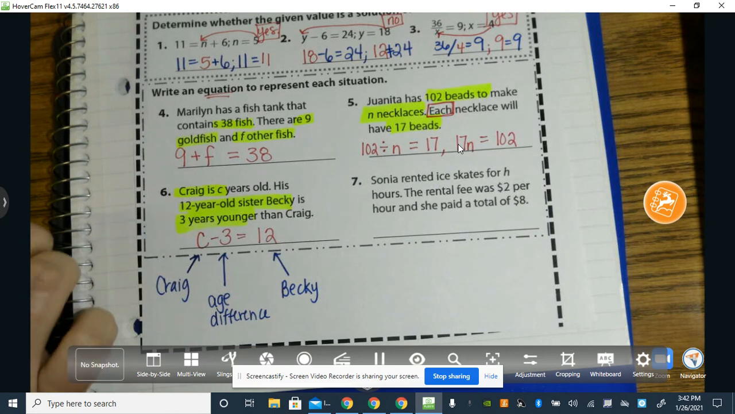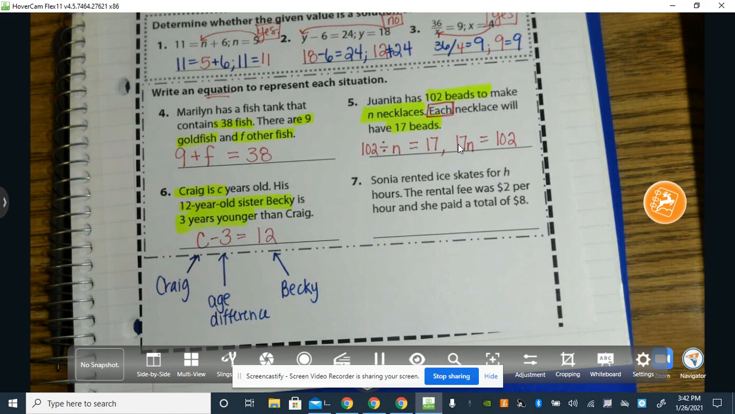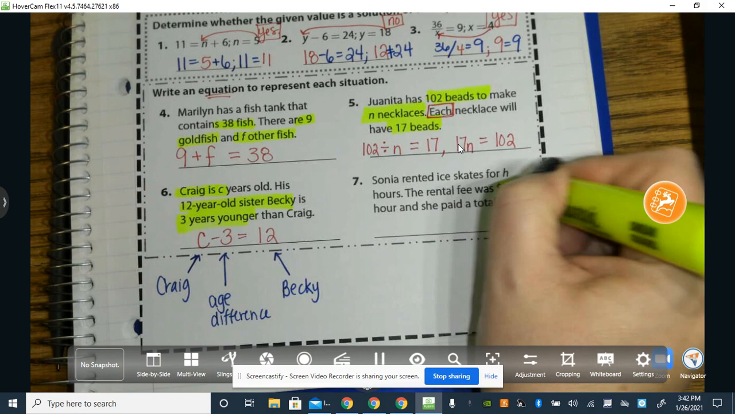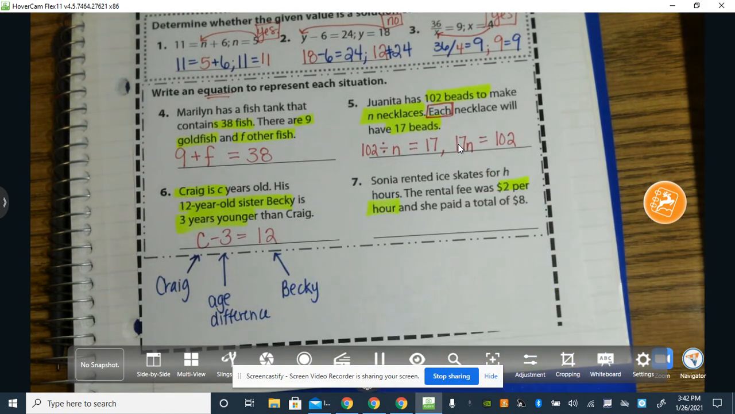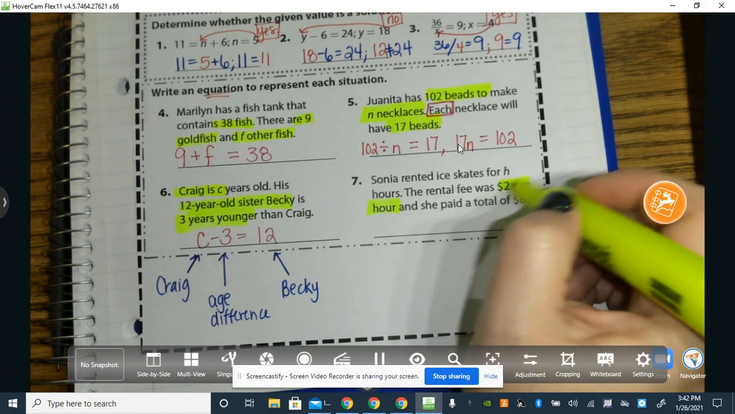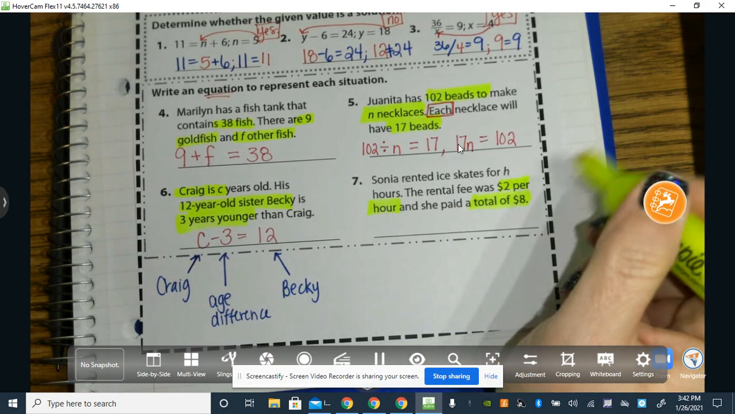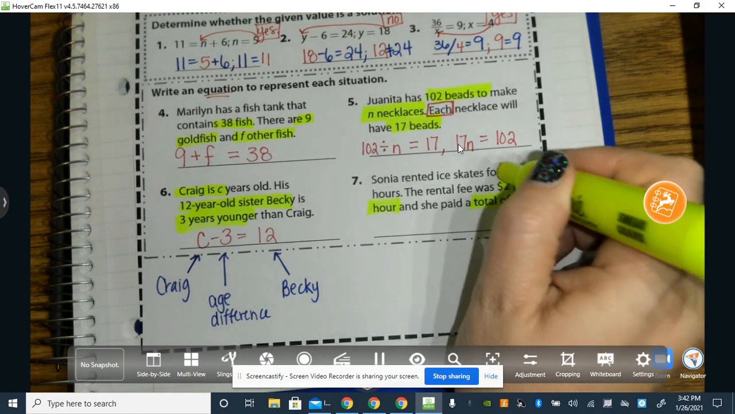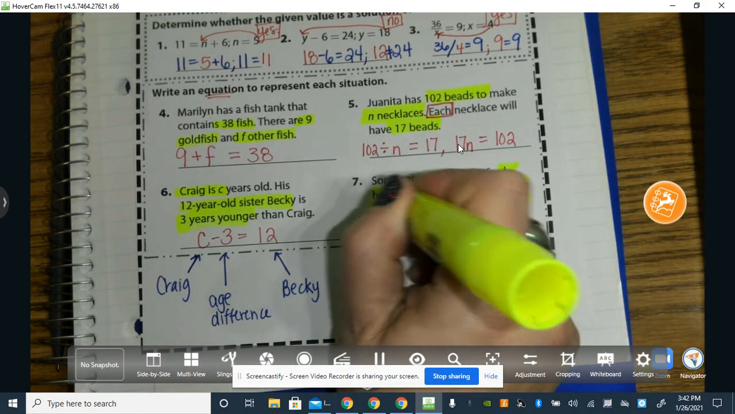Okay, finally, number 7. Sonia rented ice skates for 8 hours. The rental fee was $2 per hour. She paid a total of $8. The keyword there is what I emphasized: per, $2 per hour. Think back to our rates unit. She paid a total of $8. Total, we talked about that. And she had ice skates for 8 hours.